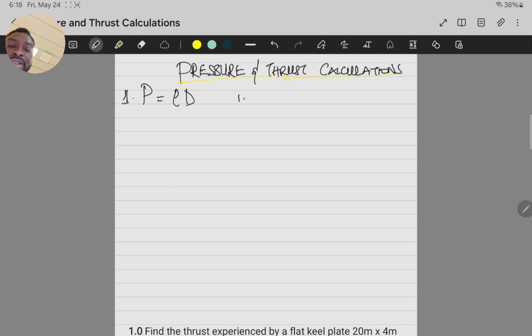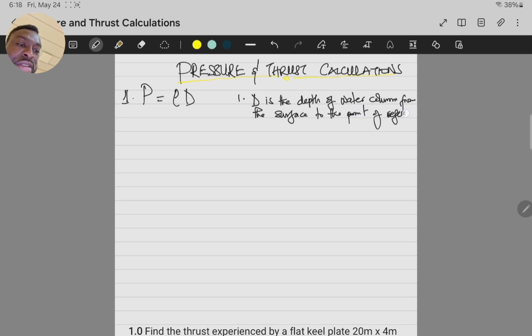Now, what I want to point out here is that this D is the depth of water column from the surface to the point of reference. Okay, very important, please. It has to be from the surface down to the point of reference. That's D.